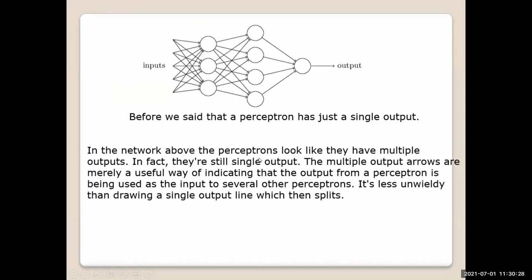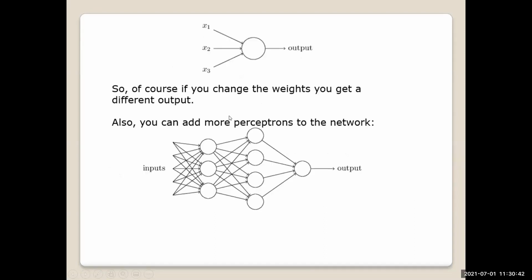In the network above, the perceptrons look like they have multiple outputs. So here's a perceptron. It looks like it has multiple outputs, but it doesn't really. It's still the same single output. So here we have a threshold, and the output is either going to be 0 or 1. If the input is bigger than the threshold, then we're going to output a 1 from this neuron. And 1 is going to be output here, here, here, and here. So there's not different outputs.